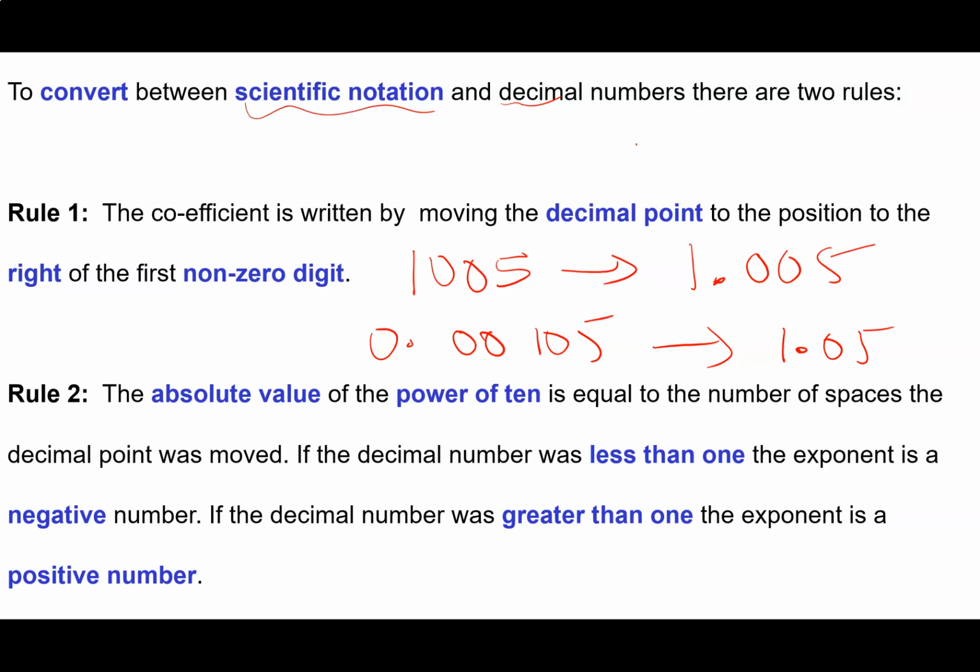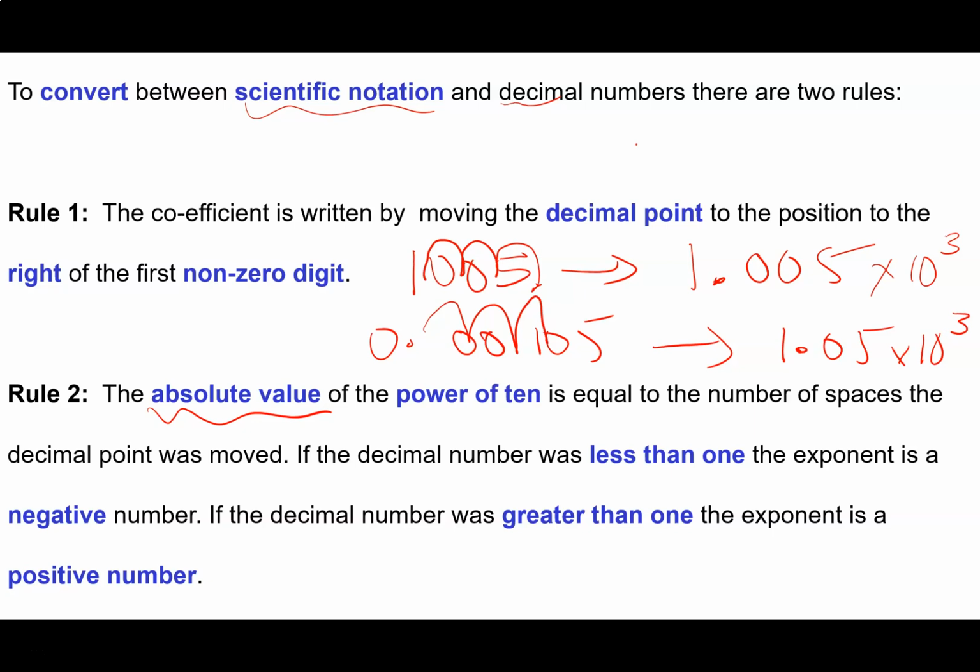Okay, so once you've got your coefficient, then you need to decide on your power of 10, right? So this is how we're going to figure out the size, the absolute value, of your power of 10. And that's just equal to the number of spaces that the decimal point was moved. So in this case up here, we're going to move the decimal point 1, 2, 3 spaces. So the size of my power of 10 will be 3, right? And in this case, I moved my decimal point 1, 2, 3 spaces. So the size or the absolute value of my power of 10 will also be 3.